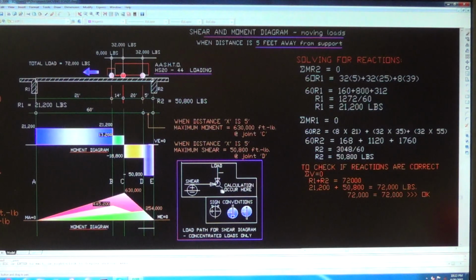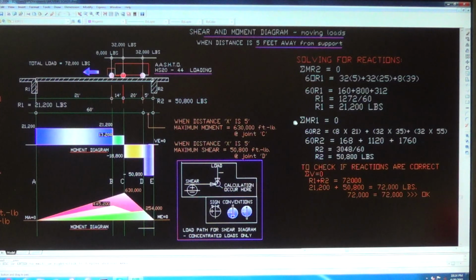Concentrated loads only. Okay, and this is the sign convention here. Clockwise is positive and counterclockwise is negative. Going down is negative, and upward force is positive. Okay, let's go solve for reactions. Solving for reactions, I recommend moments only. Okay, for both reactions. Summation of moment R2 equals 0.